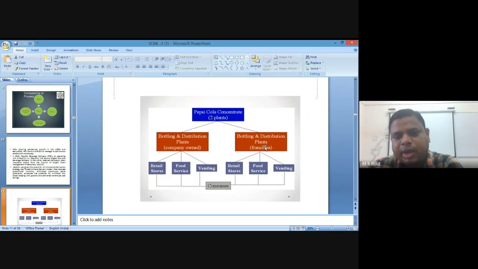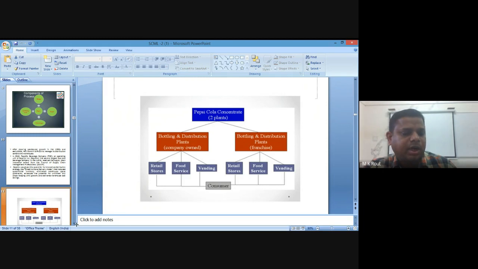Similarly, in the case of the franchise-owned bottling and distribution plant, they are also focused on the direct to store delivery model. In that model, they are focused on retail stores, food service stores, and vending zones, where they directly forward this particular beverage to the last user or consumers. In this regard, they can generate more revenue by saving on stock keeping units, and they also reduce the percentage of warehouse space, and reduce inventory during the distribution process.